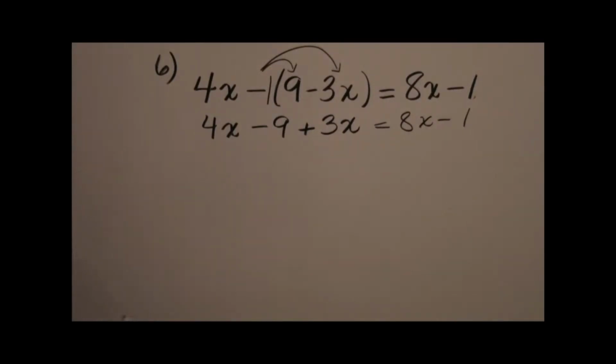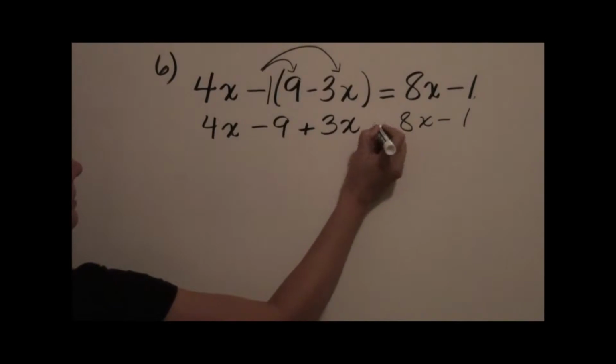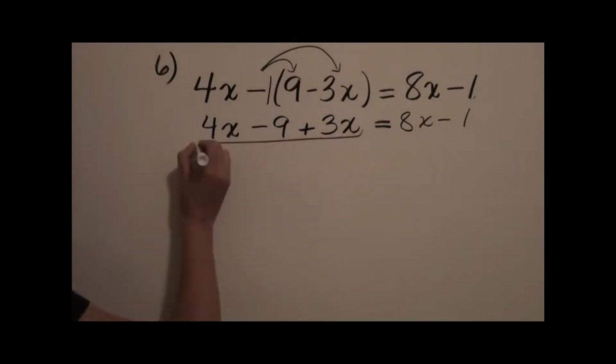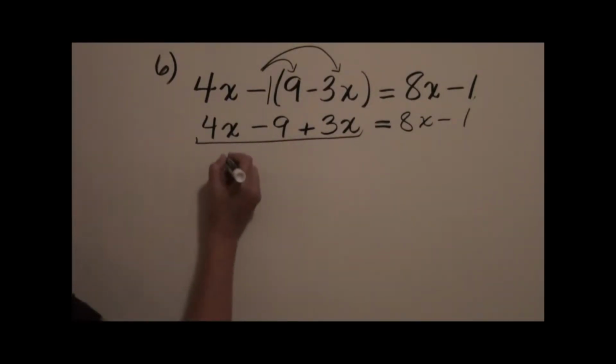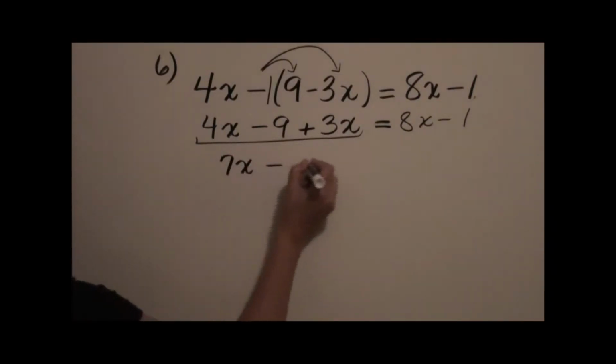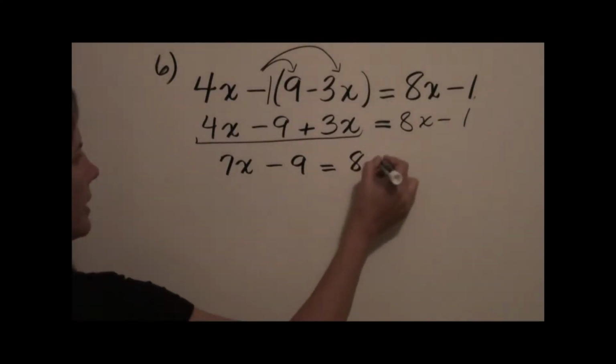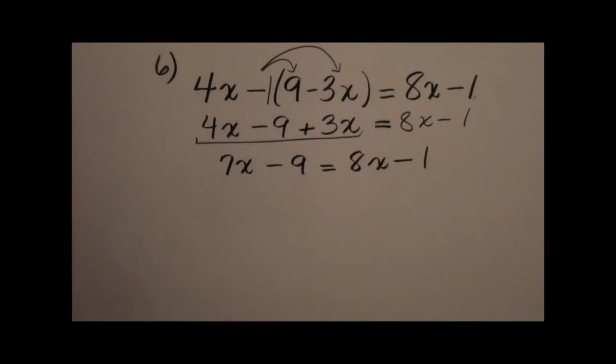Okay? Now I can think about the left side. My equal sign is still in the same place. On the left side now I have 3 terms. 2 of those are like terms. 4x plus 3x gives me 7x minus 9, because I haven't done anything with that constant yet. On the right side I still have 8x minus 1.